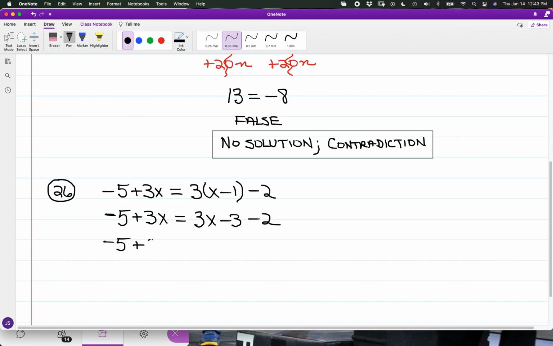And following through, while we still have negative 5 plus 3x to the left, making adjustments on the right hand side, we have 3x, and negative 3 and negative 2 will combine to negative 5. So we have like terms on opposite sides of the equation.